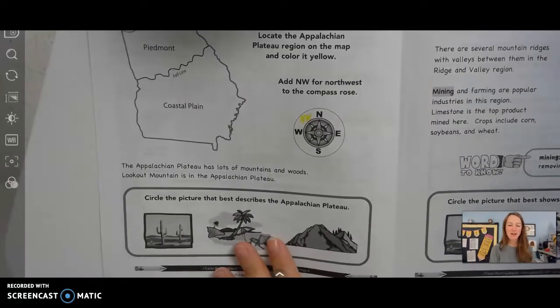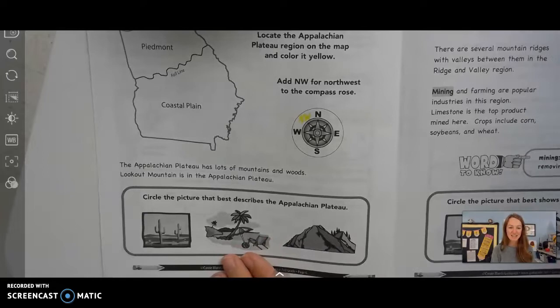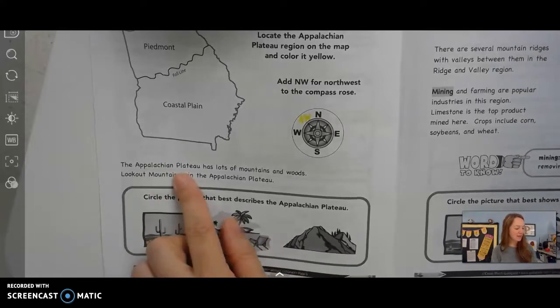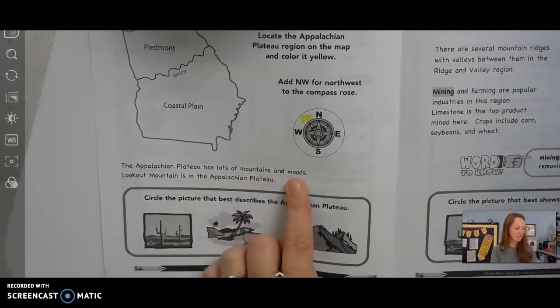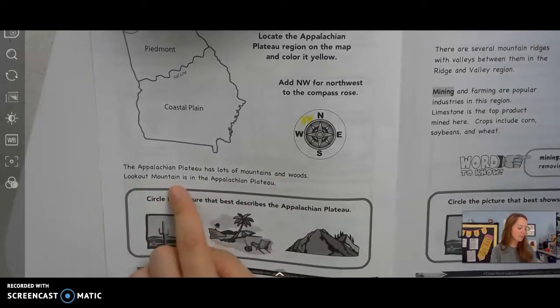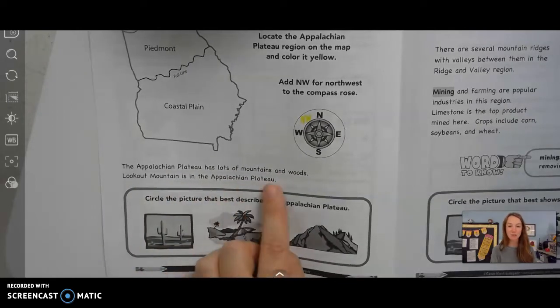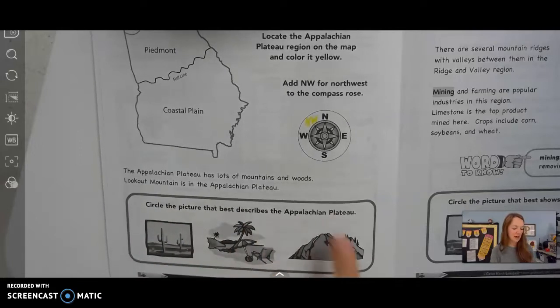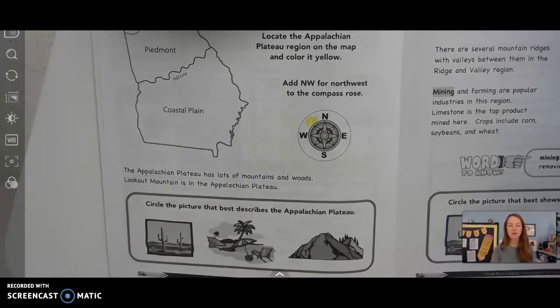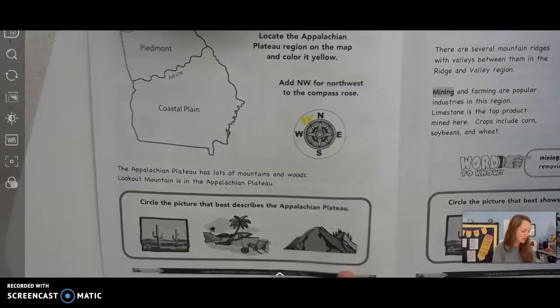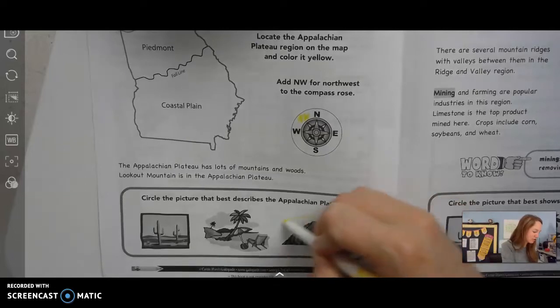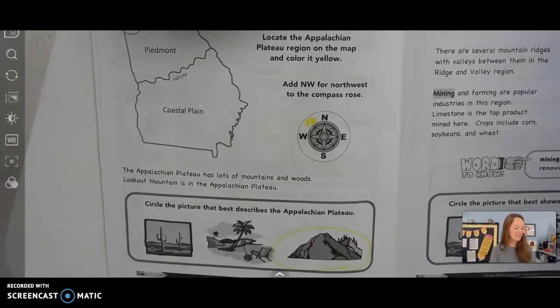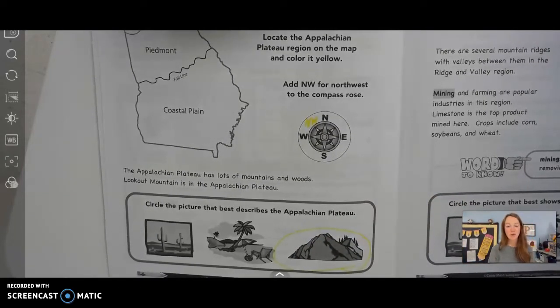If you look down at the bottom of page 6, it says, the Appalachian Plateau has lots of mountains and woods. Lookout Mountain is in the Appalachian Plateau. Circle the picture that best describes the Appalachian Plateau. Go ahead and circle which one you think it is. And I hope that you circled this picture over here because it has lots of mountains and woods.